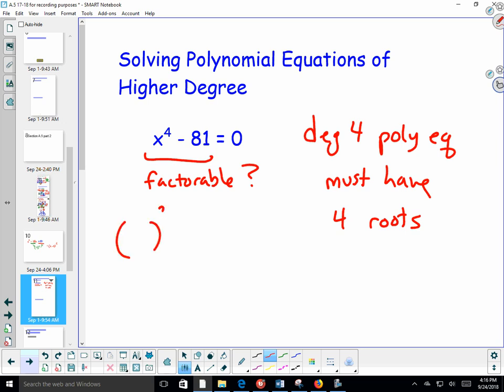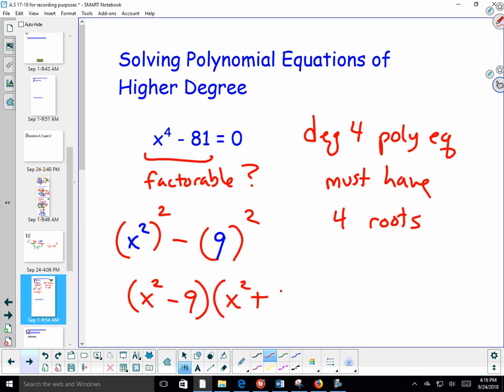What do I need to square in order to get x to the 4th? I would need to square x squared. What would I need to square in order to get 81? I would need 9. So that means that I can write this. This is like my u squared minus v squared. Oh, I'm sorry, I should say 9 squared, right? So I can take x squared, quantity squared, minus 9 squared. And I can say this is x squared minus 9 times x squared plus 9. And again, this is equal to 0.